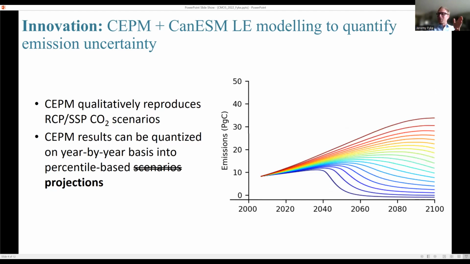We can start to think about quantizing the model results on a year-by-year basis. And this is where we start to step away from the scenario-based approach. We can quantize these by percentile and develop some sense of composite emission projections. And I'm starting to use the word projection here very consciously instead of scenarios. What we get when we do that is a picture that looks like this, developed from that large ensemble of CEPM simulations, 100,000 of them.